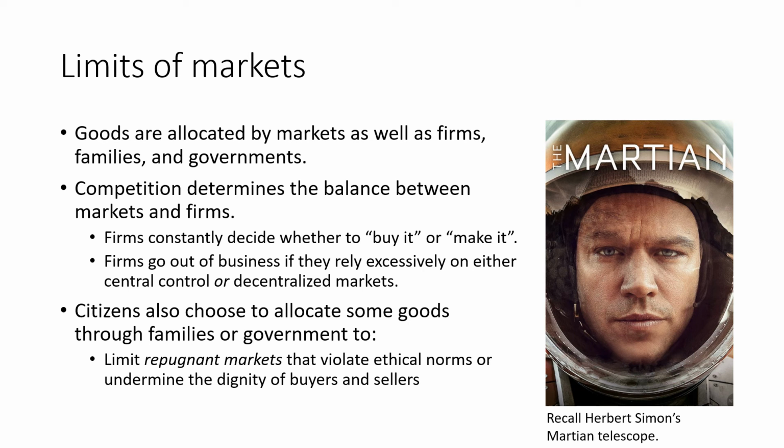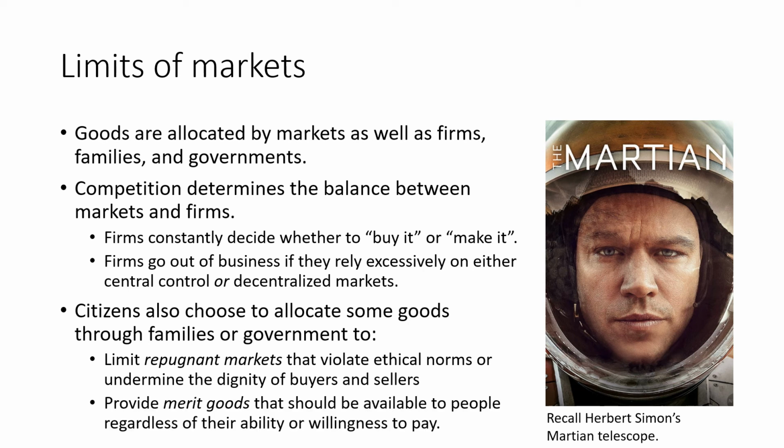Limits also arise from repugnant markets that violate ethical norms or undermine the dignity of buyers and sellers, and from merit goods that should be available to people regardless of their ability or willingness to pay. So the repugnant markets and the merit goods are two of the major reasons for the non-existence of certain markets.